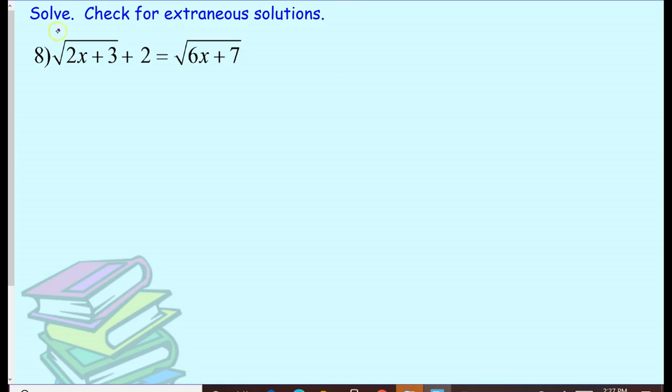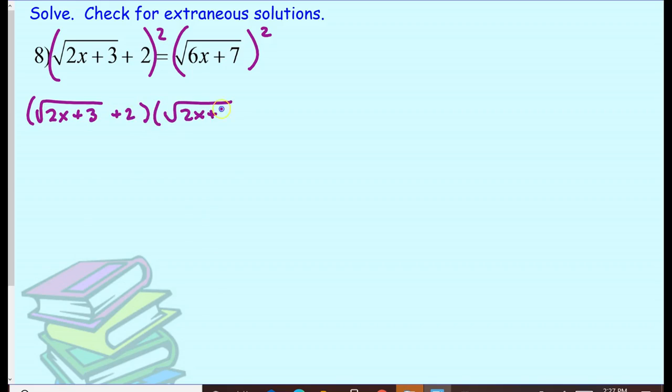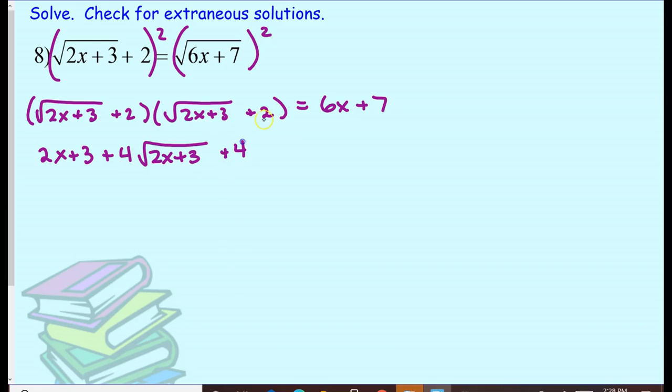Okay, so we're going to square both sides. On the left, that means we're going to end up doing some FOILing. So I'm going to write out what we're about to do. And then on the right, it's just going to end up to be 6x plus 7. Okay, so for the FOILing, on the left, when we multiply the first, we get 2x plus 3. When we multiply the outsides and the insides and then add them together, we get 4 times the square root of 2x plus 3. And then when we do the last, we get 4.